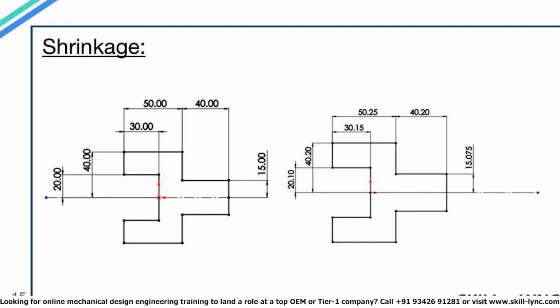For example, let's say the product design team has mentioned that the plastic material they are using for the component has a shrinkage value of 0.5%. So in order to account for the shrinkage of the component in the mold, you will have to create a mold for a component that is 0.5% bigger than the desired component. In the right diagram which I have created, all the dimensions are 0.5% bigger than the desired dimensions, what you see on the left.